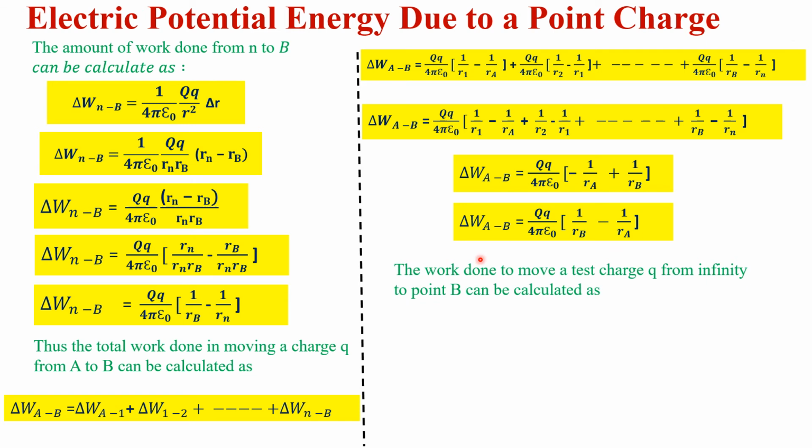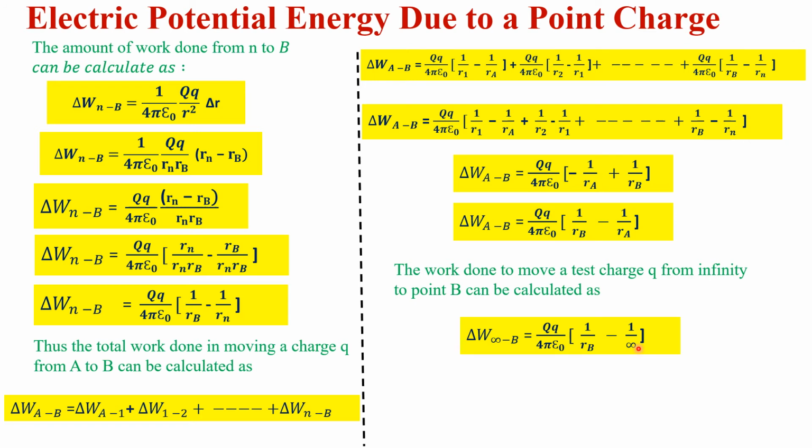This is the work done for moving a test charge from point A to point B. The work done to move a test charge q from infinity to point B can be calculated as delta W from infinity to point B equals Qq divided by 4 pi epsilon naught multiplied by 1 upon Rb minus 1 upon infinity.